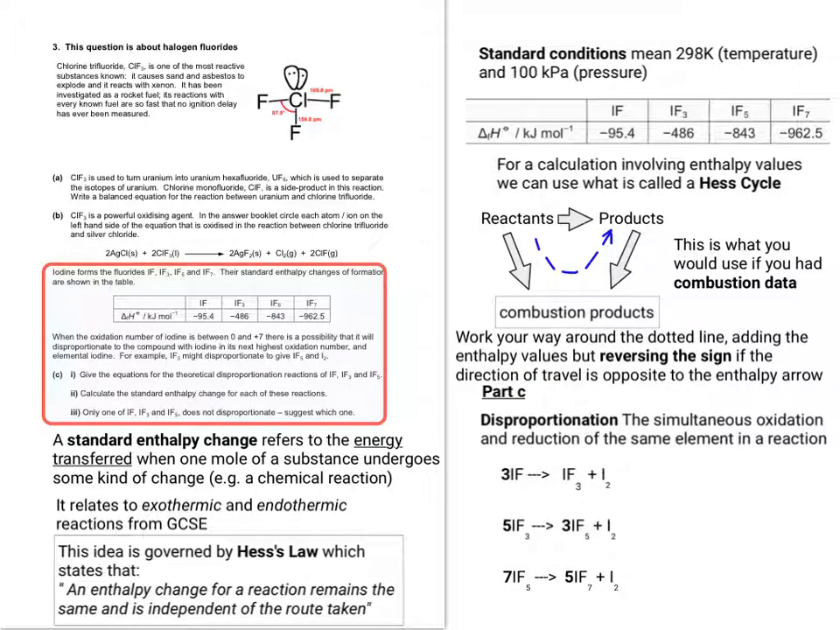So you work your way around the dotted line, adding up the enthalpy values from the table, but reversing the sign if the direction of travel is opposite to the enthalpy arrow. So for example, on the right-hand side, you'd reverse the sign because the blue arrow, the dotted line, points in the opposite direction to the grey arrow. On the left-hand side, you'd keep the sign the same.